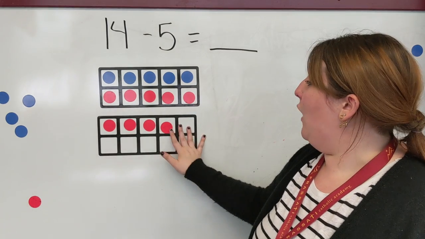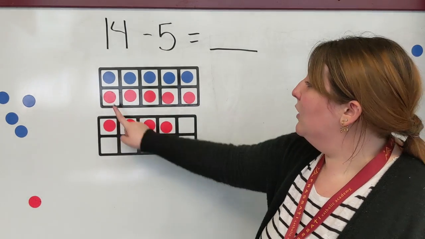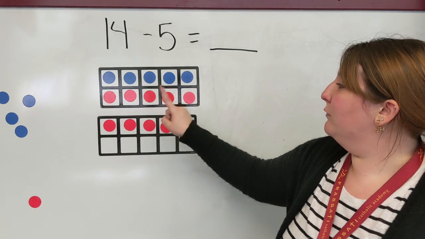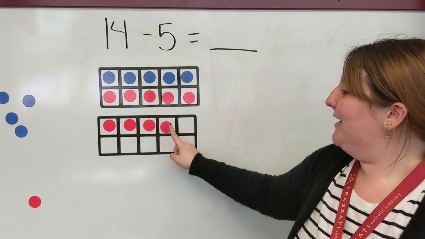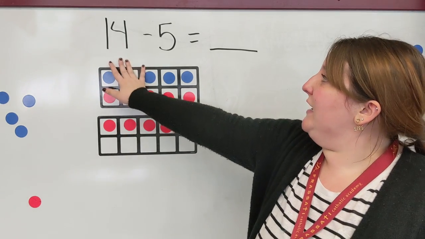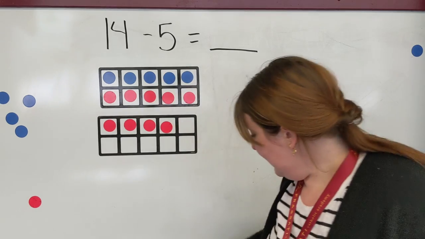Let's count to see how many red circles I've added. 1, 2, 3, 4, 5, 6, 7, 8, 9. So 14 minus 5 equals 9.